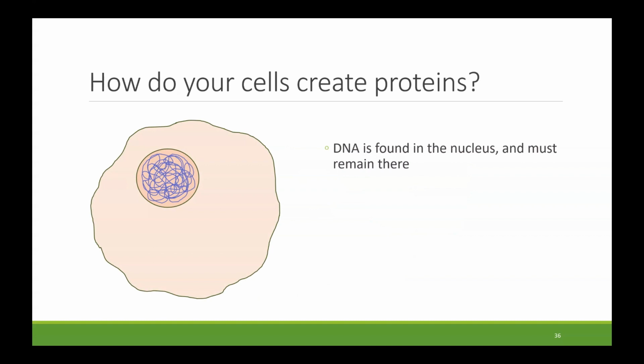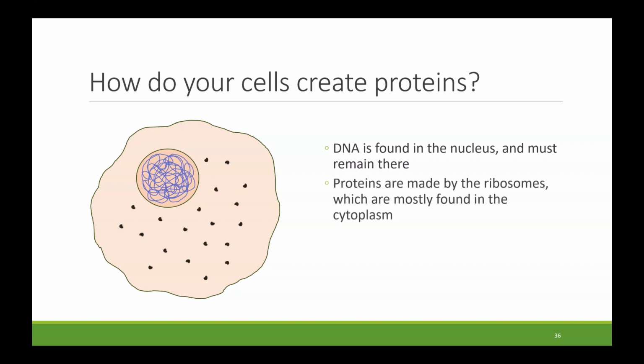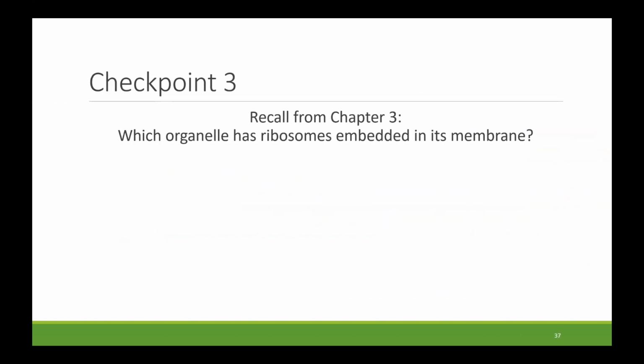But you also may remember from earlier in the semester that proteins are not made in the nucleus. They're made by ribosomes, which are mostly found in the cytoplasm. And I say mostly because not all ribosomes are drifting through the cytoplasm. Some are actually attached to one of the cell's organelles. So for our next checkpoint, I'd like you to think back to chapter 3 and tell me which organelle that is. Which is the one that has ribosomes embedded in its membrane?